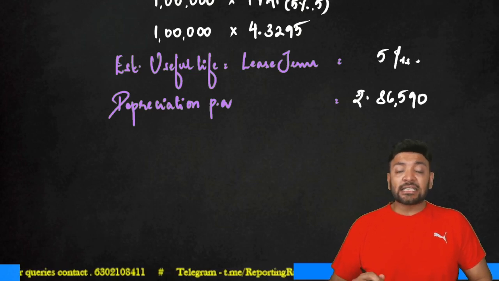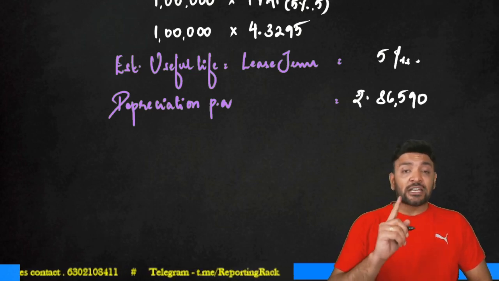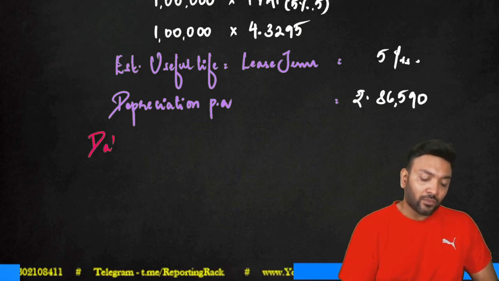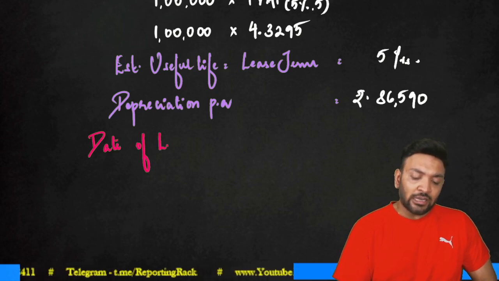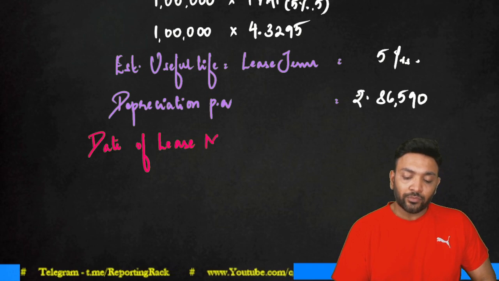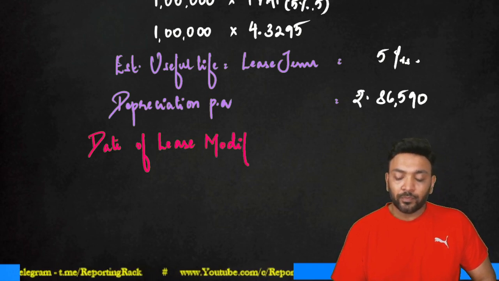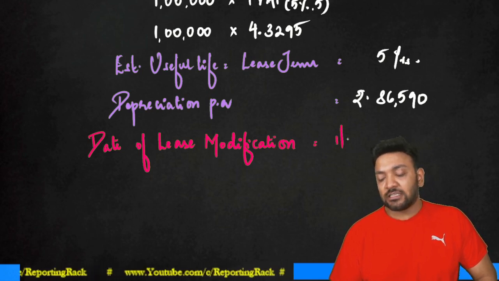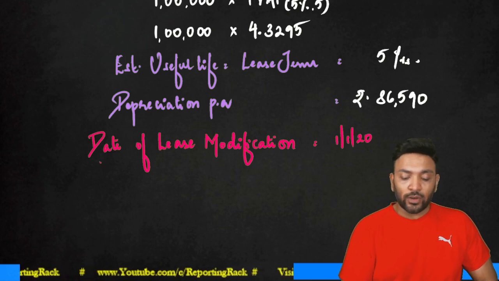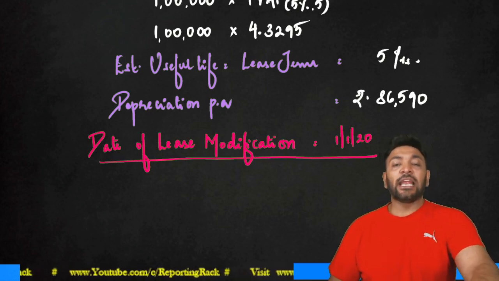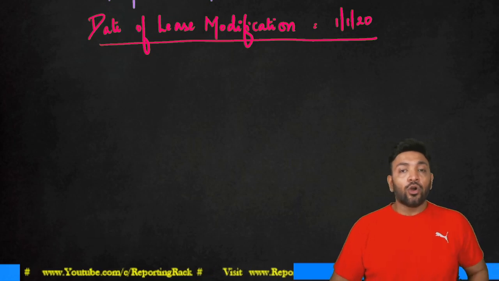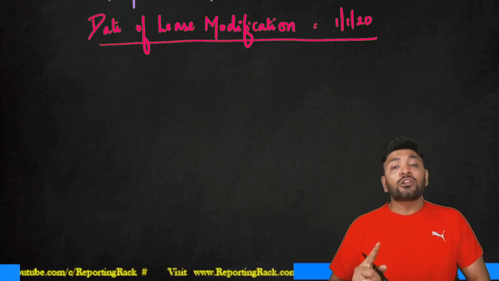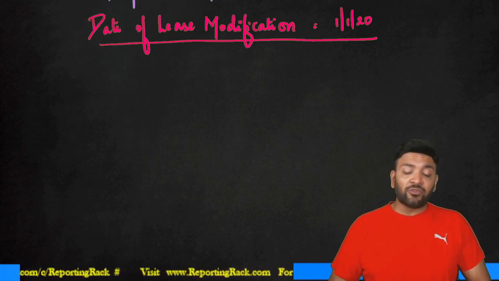Now if this is the 86,590, the lease modification date was 1st Jan 2020. Date of lease modification is equal to 1st January 2020, at the beginning of the 4th year. On that day, let me try to determine what is the value of ROU asset and also try to determine what is the carrying value of lease liability.